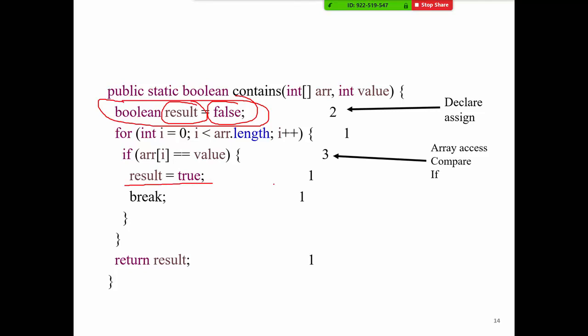So let us go back to the basic thing. For this course, we set it up like this: assignment is 1, declaration is 1, for loop is 1, if statement is 1. And here in this if statement, we have 3 elementary instructions. We access the memory, we compare, and we do the if statement. So these are the 3 elementary instructions.